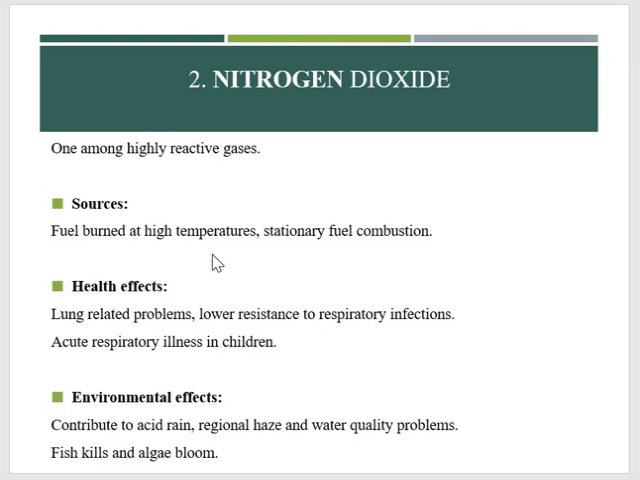It is one chemical in a class of seven highly reactive gases called the nitrogen oxides. It also plays a major role in the formation of ozone. Now coming to the sources, these gases form when fuel is burned at high temperatures, principally from motor vehicle exhaust and stationary fuel combustion, such as electric utilities and industrial boilers.